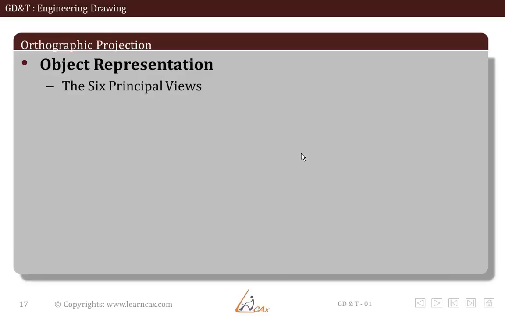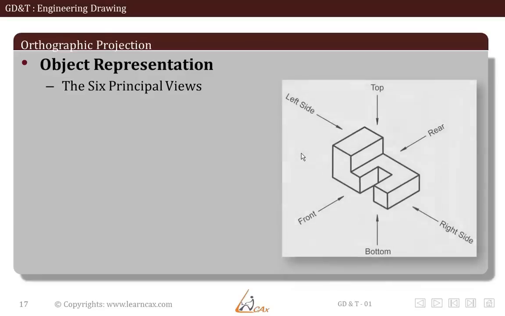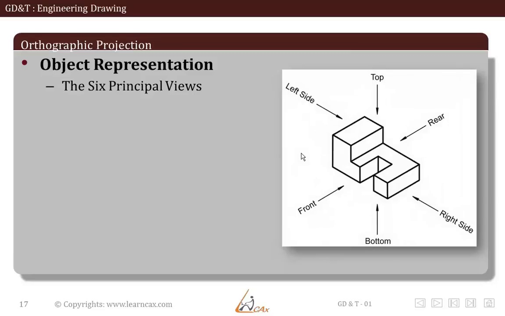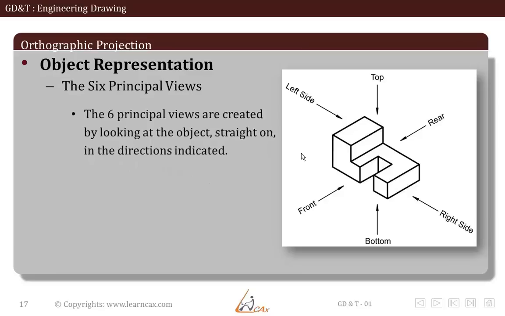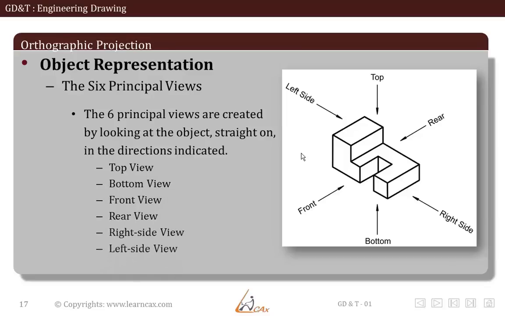Let us understand the object representations. We have 6 principal views, that is from top, bottom, front, rear, left side and right side. The 6 principal views are created by looking at the object straight on in the directions indicated. So here you have top, bottom, front, rear, right side view and left side view.